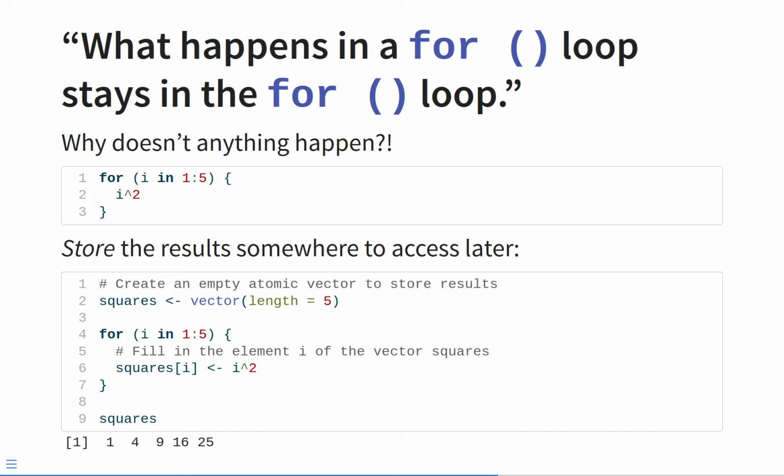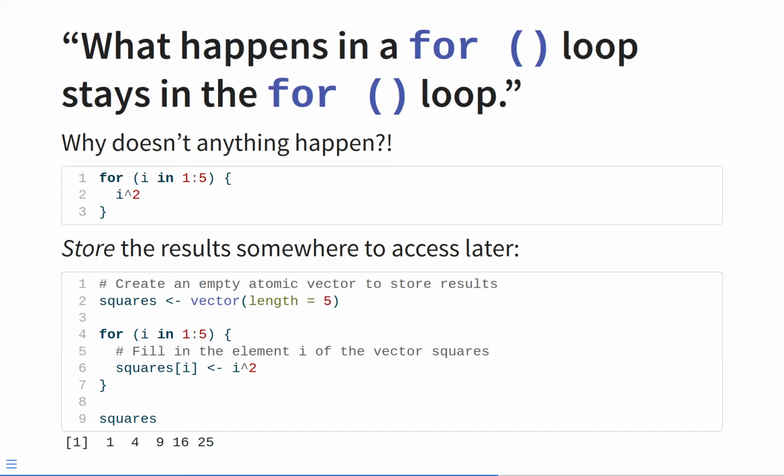Okay, so what I'm going to do now is create an empty atomic vector to store my results. This is a really common pattern that we're going to use all the time in the course: constructing an object with a bunch of slots and then filling in that object element by element. So squares is an empty vector with length 5. You can think of it as a box that has 5 compartments. And as we go through our for loop, we're going to individually put items in each of those compartments.